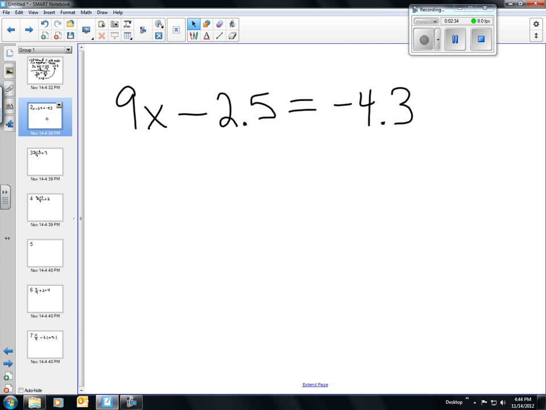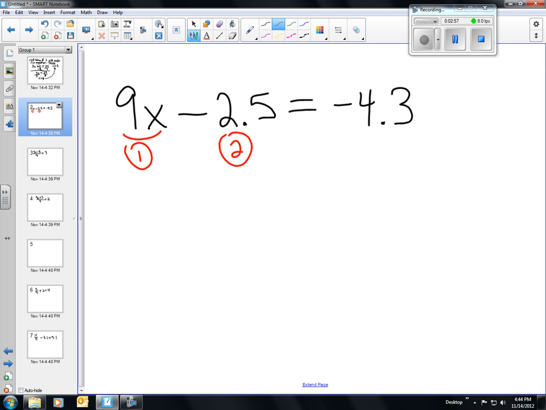Now again, the guess and check method is an okay method, but for an equation like this, 9x minus 2.5 equals negative 4.3, it's going to be pretty tough for you to guess and check what the answer is for x. So we need to use that systematic approach again. And using the order of operations, we would start like this. We would say 9 times whatever number x is, then subtract the 2.5.